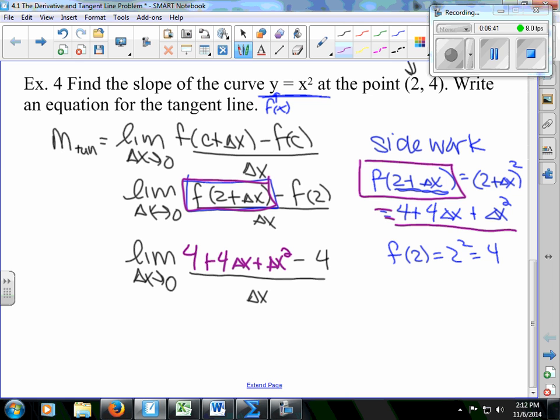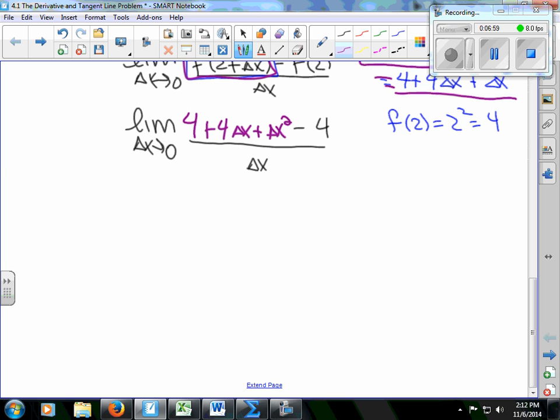And so all I've done is I've written down the definition of my slope of a tangent line. The limit as delta x goes to 0 of f of c plus delta x minus f of c over delta x. And then I plugged in the 2 plus delta x in for this function x squared. And now you can evaluate this limit very easily because you have been working for a week or so on how to evaluate limits. So 4 minus 4, that cancels.